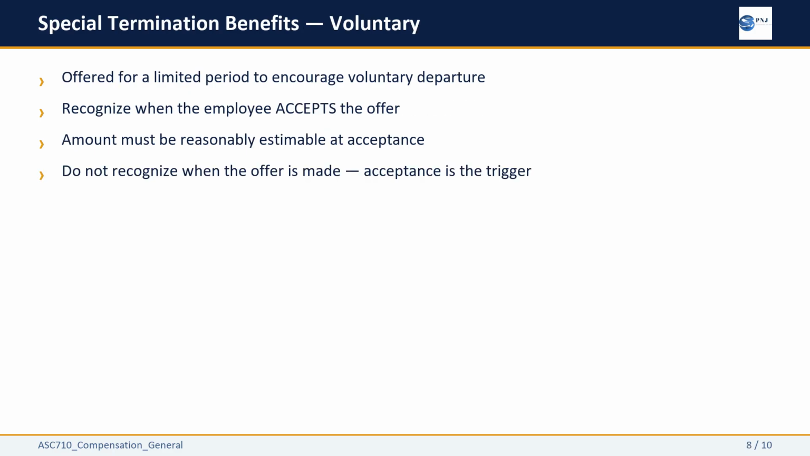A special termination benefit is a voluntary early retirement or resignation package. Management offers it for a short window to reduce headcount without forced layoffs. The recognition trigger is acceptance by the employee. The moment an employee says yes and the amount can be reasonably estimated, you record the liability. Not when the offer goes out, not when the board approves the program. Acceptance is the trigger. This distinction matters because in practice, companies often set up the program weeks before any employee commits. Recording a liability at program launch, rather than acceptance, is premature and incorrect.